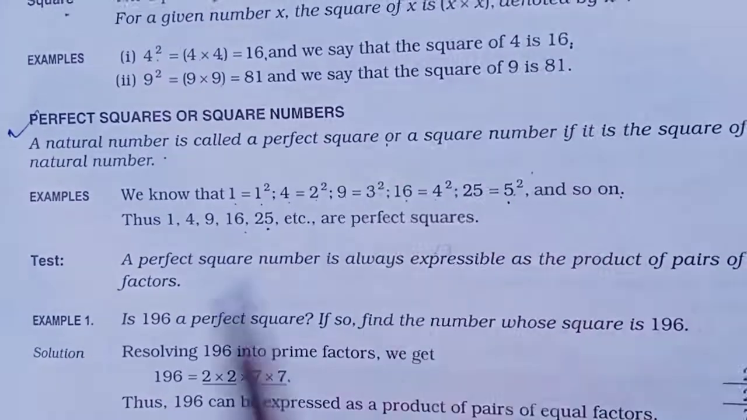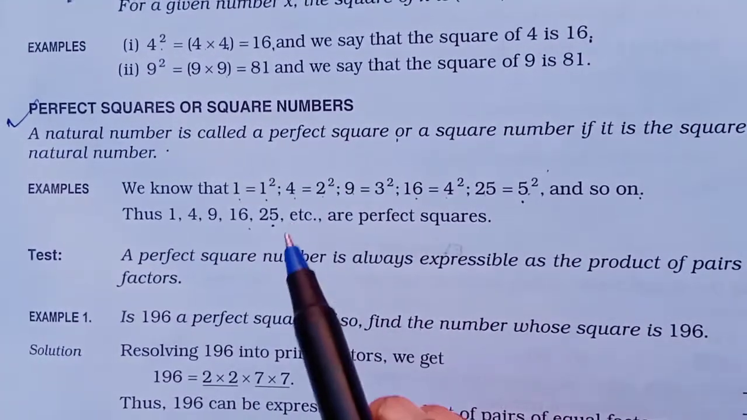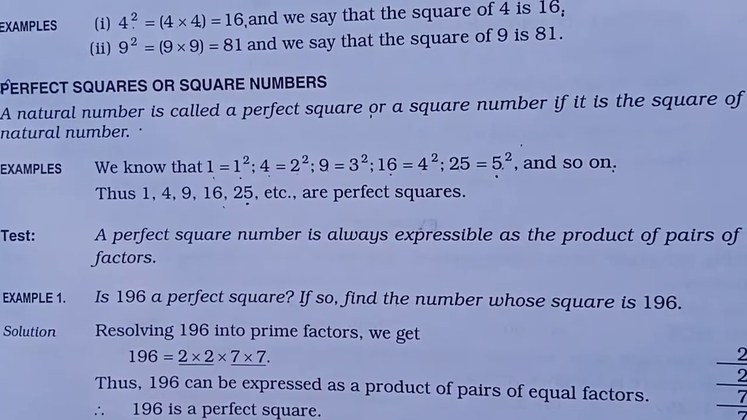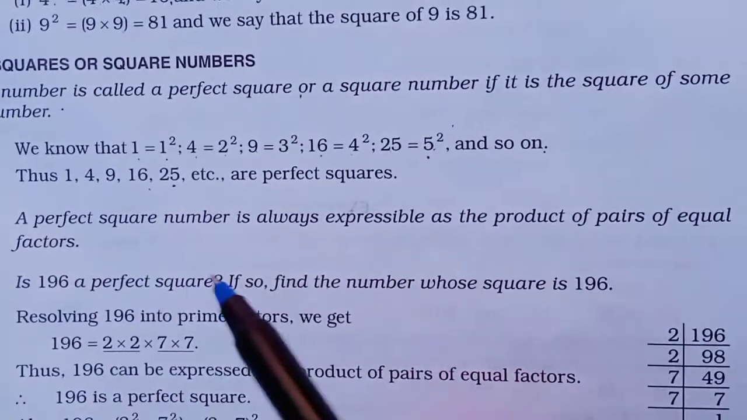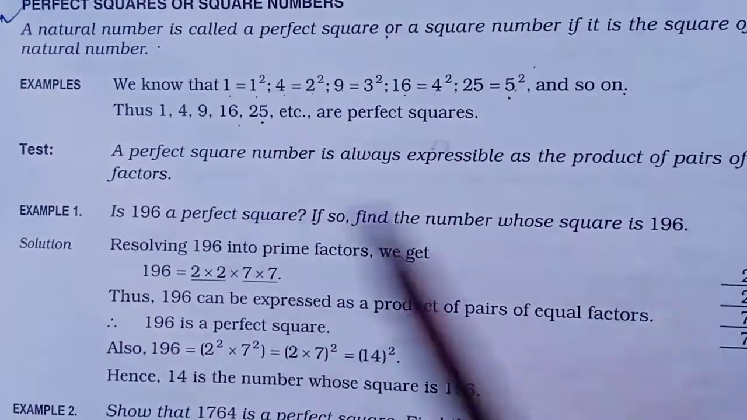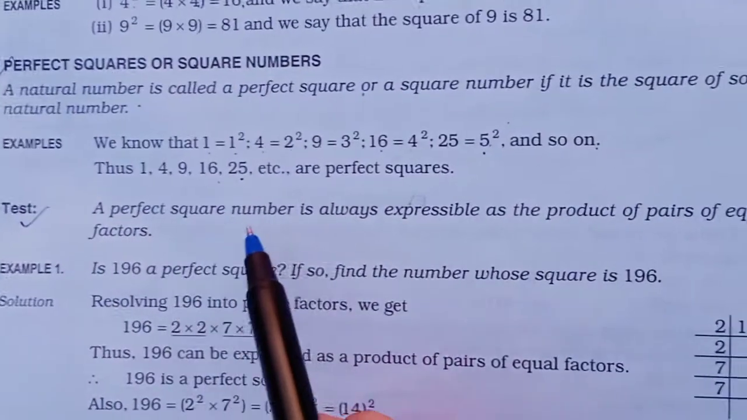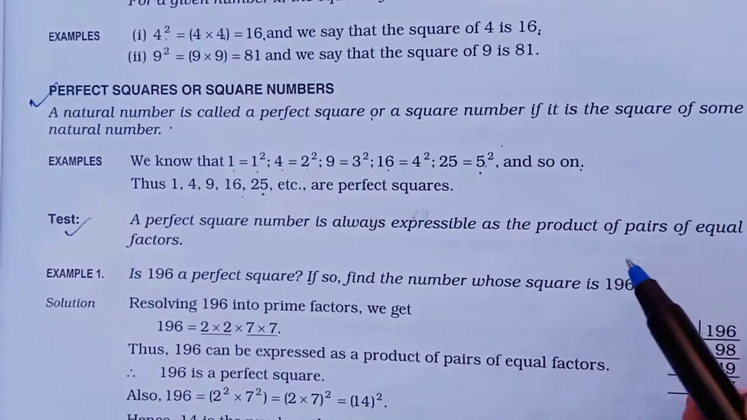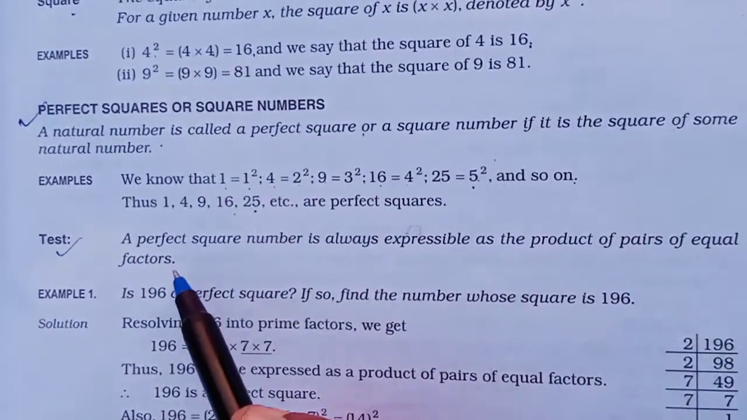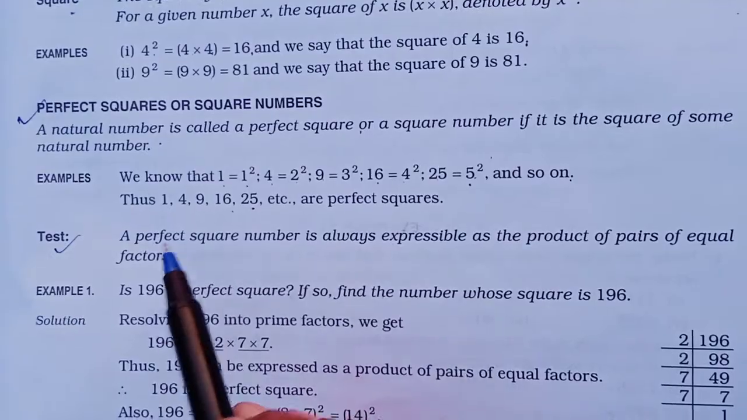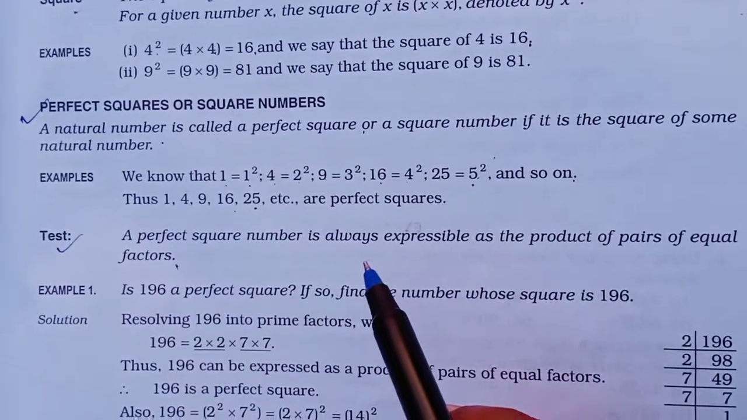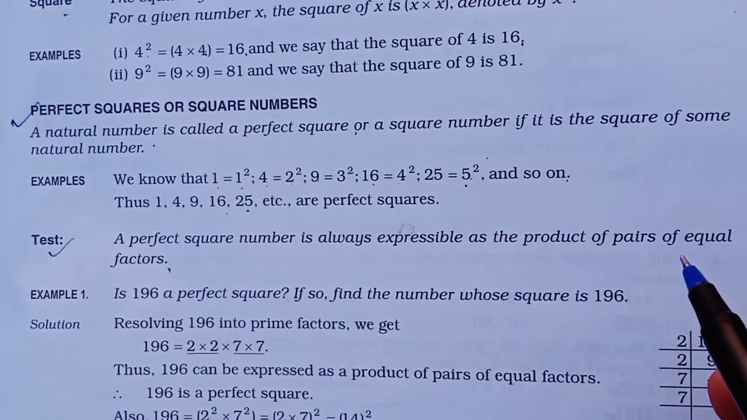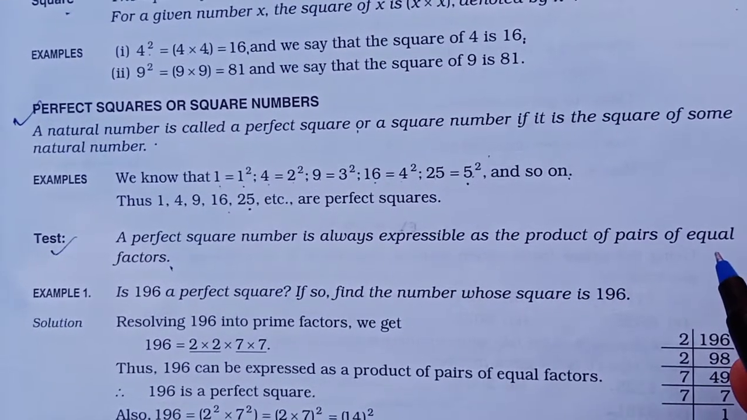If a number is the square of some natural number, then the number is called a perfect square. A perfect square number is always expressible as the product of pairs of equal factors. Any perfect square number can be expressed as a product of pairs of equal factors.